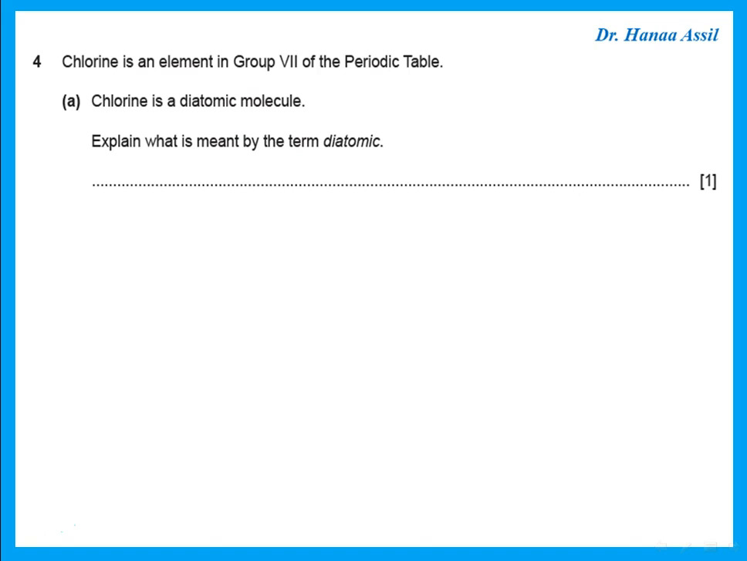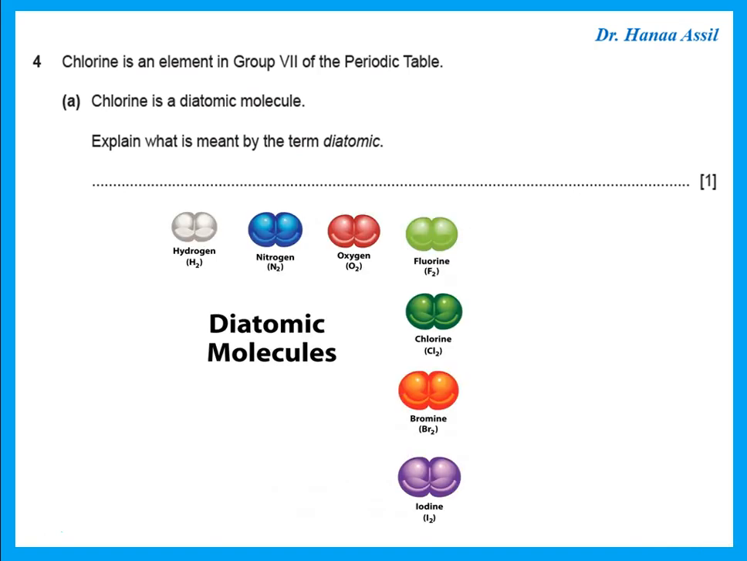Chlorine is a diatomic molecule. Explain what is meant by the term diatomic. When we say that halogens are diatomic, which ones are diatomic? Halogens are diatomic. Hydrogen, nitrogen, oxygen, all of these are diatomic molecules. When we say that something is diatomic, that means that the molecule is made up of 2 atoms. You have to have 2 atoms bonded together to form a molecule. So this is what we mean by diatomic.